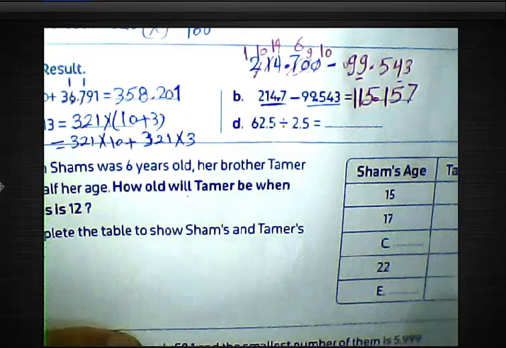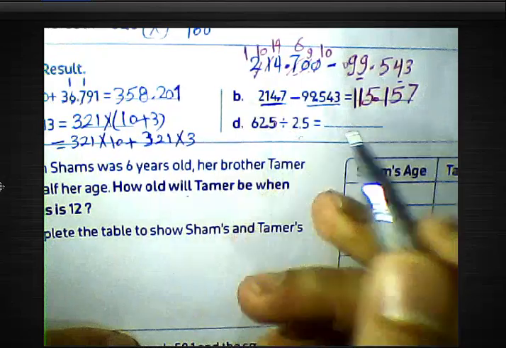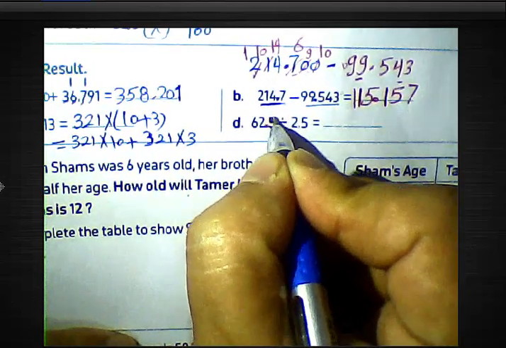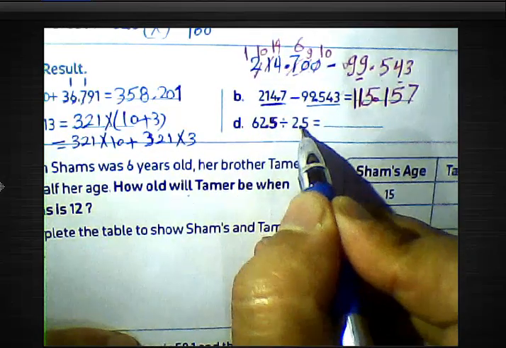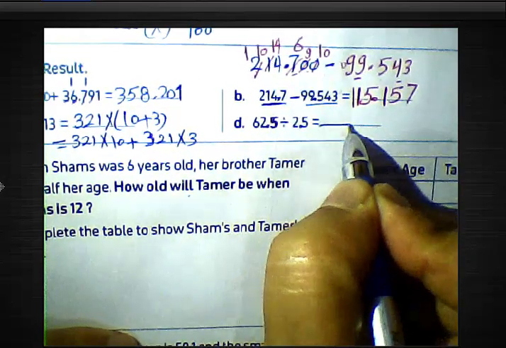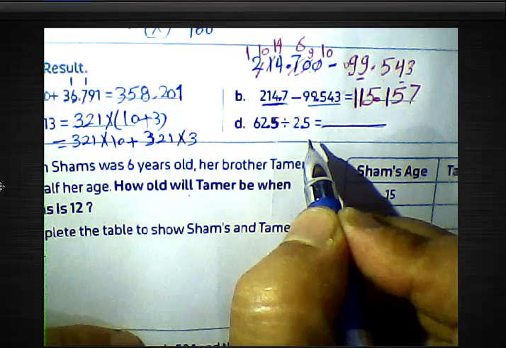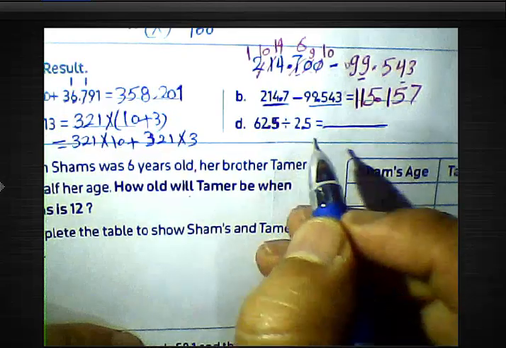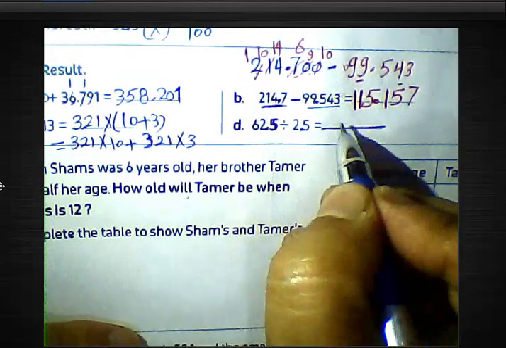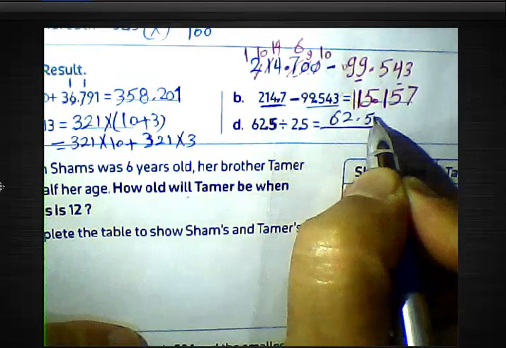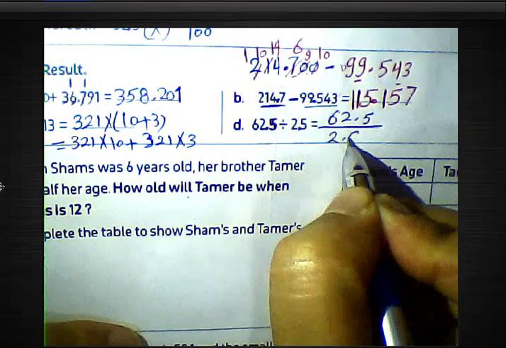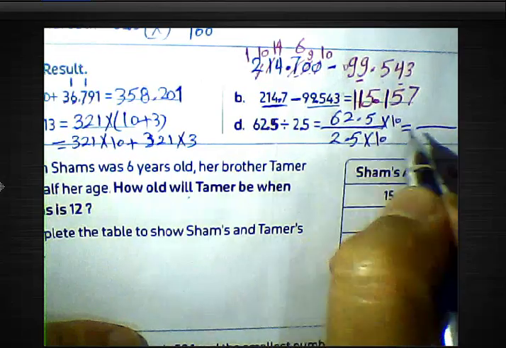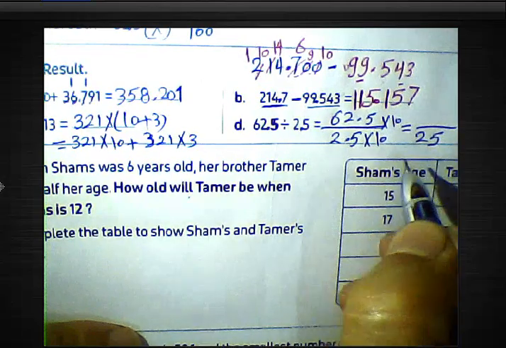Okay. What about this example? Look at here. 62.5 divided by 2.5. First, we must convert the divisor. Is the divisor a whole number or a decimal number? It's a decimal number, so we must multiply by 10 to cancel this point. 62.5 is the numerator and 2.5 is the denominator. We find the result by multiplying the numerator and denominator by 10. The result will be 25 in the denominator.